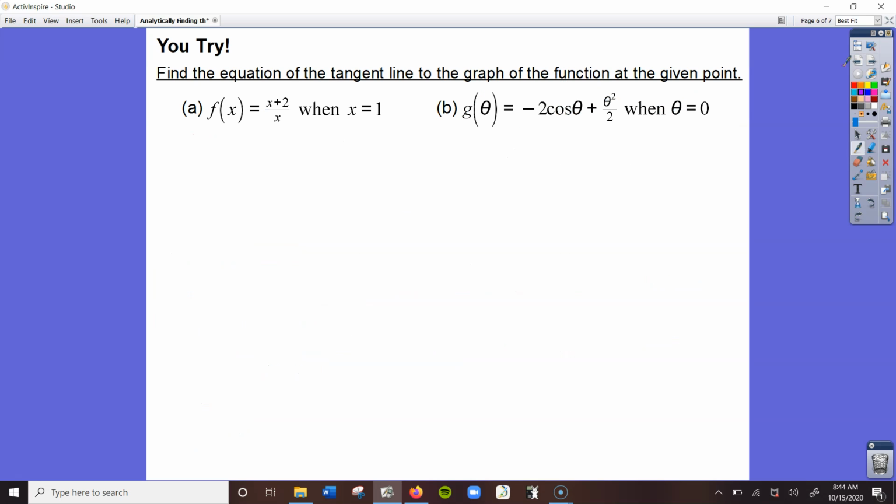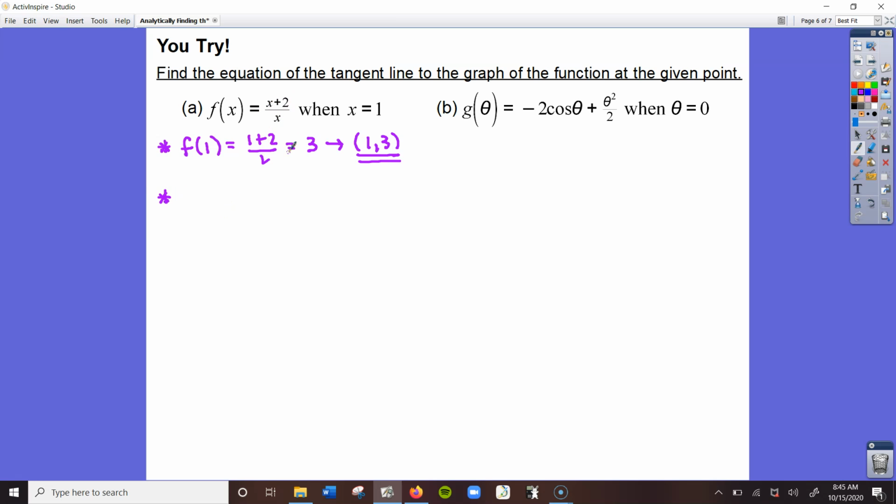So let's try this a couple more times. We're going to find the equation of the tangent line to the graph of each of these functions at the indicated value. So we have f of x is equal to x plus 2 over x when x is equal to 1. So first I need that point of tangency. So that's f of 1, which is going to equal 1 plus 2 over 1, which is just 3. That's my point of tangency, and if you want, you can write the coordinate, which is (1, 3). And I like to underline it so that I know this is the point I'm going to be working with. Now I need to find the derivative.